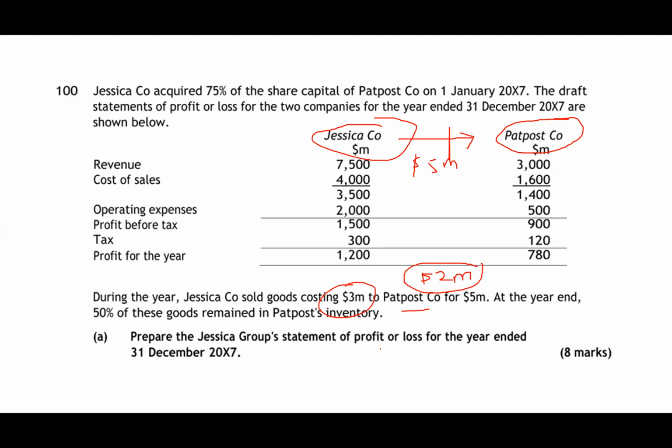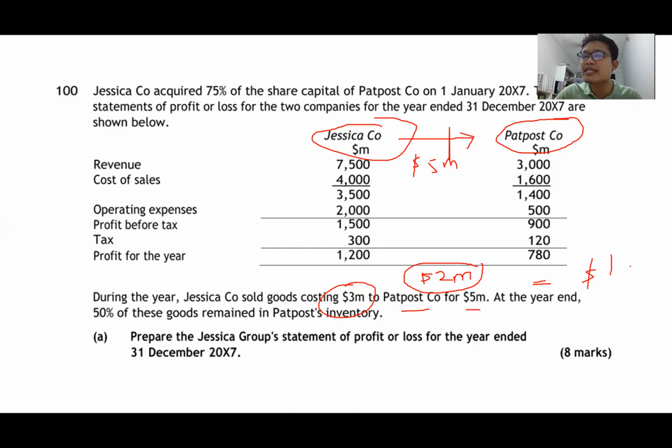50% of those are left. You do not multiply with 5 million, the selling price, you multiply with the profit. This is what we call unrealized profit. 2 million multiplied by 50% because 50% has not been sold. Therefore, your profit, 50% of it has not been realized. Not yet realized. That's what it means, okay? Therefore, simple maths, 2 million multiplied by 50% means what? Half of it, which is 1 million. Okay, so the figure that we need to use now is 1 million.